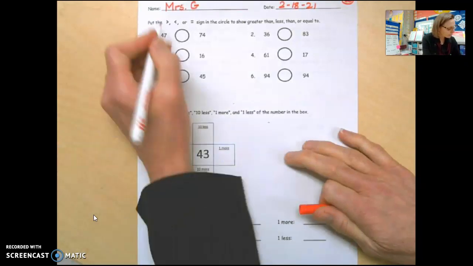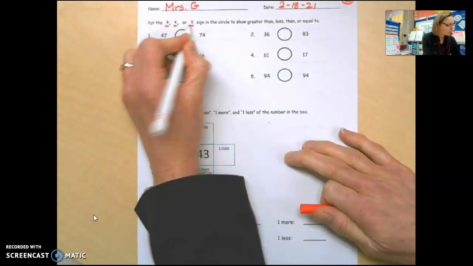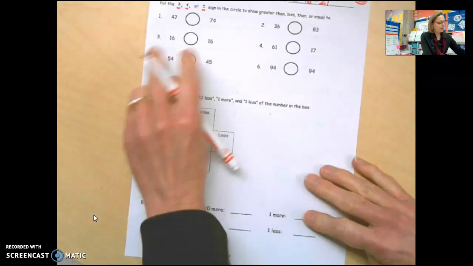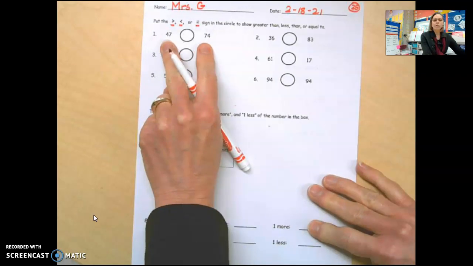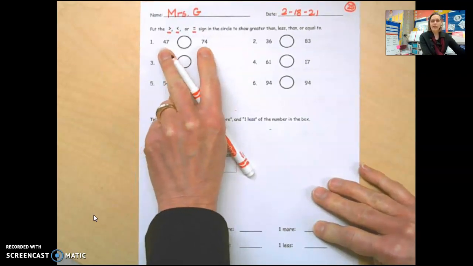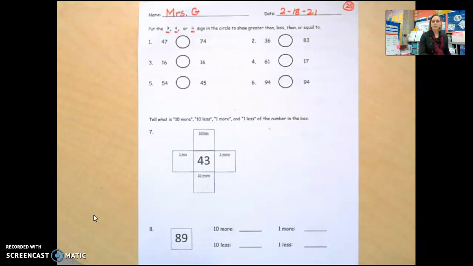This first section, you just need to put your greater than, your less than, or your equal to sign in the circle. So you're going to compare these two numbers. You're going to look at how many tens they have, and then look at how many ones they have, which one is more or is bigger, okay? And you're going to put your symbol in that circle.